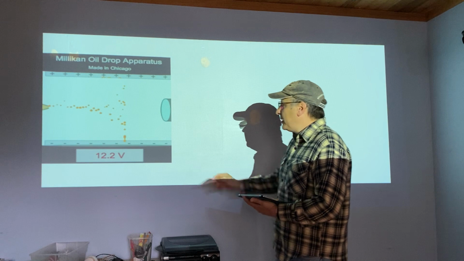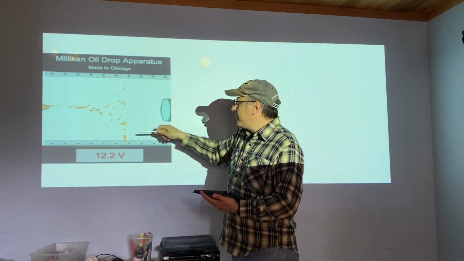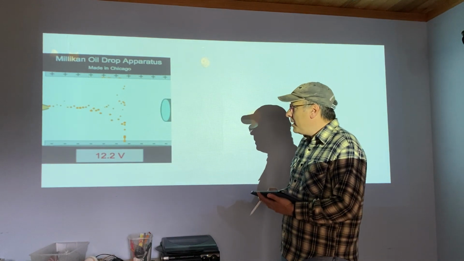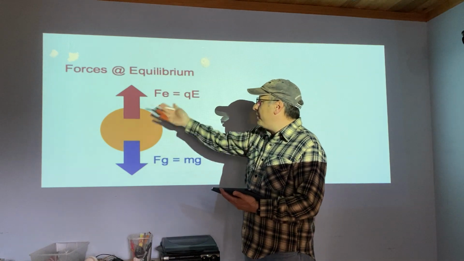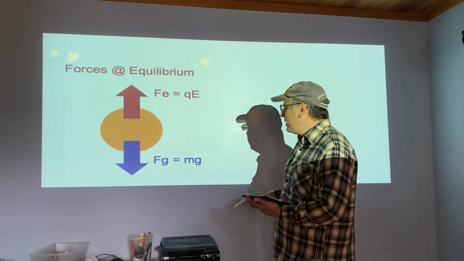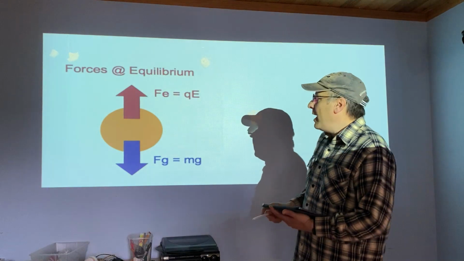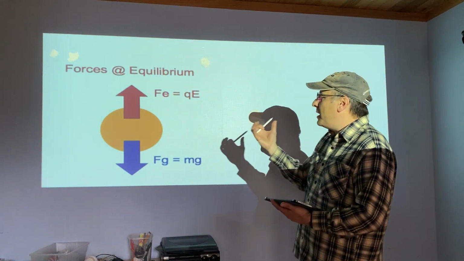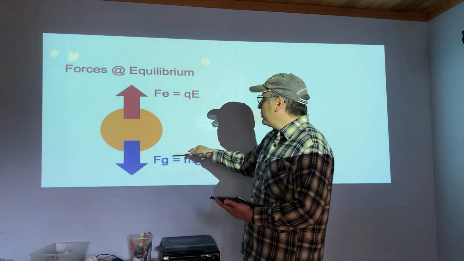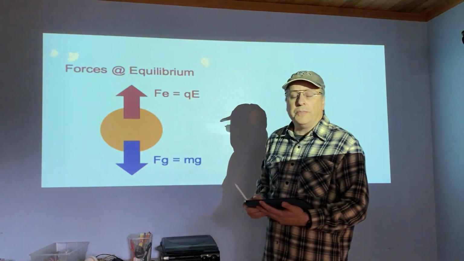So again, he would measure the voltage. He would get the electric field inside of there. He would find a way of figuring out the size of the drops. And he would compare force gravity and force electric. And for those drops that did not go up or down, force gravity and force electric should be equal.